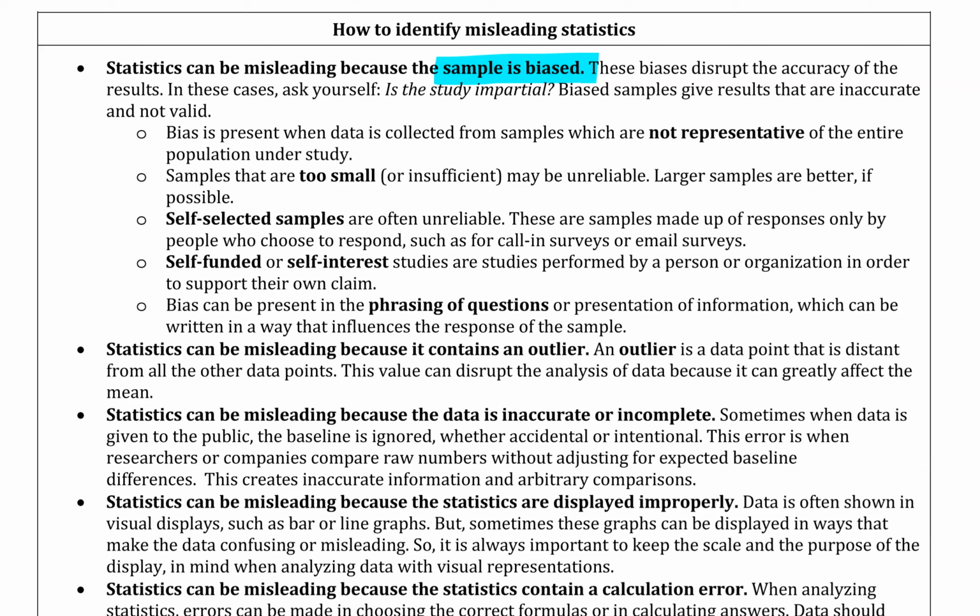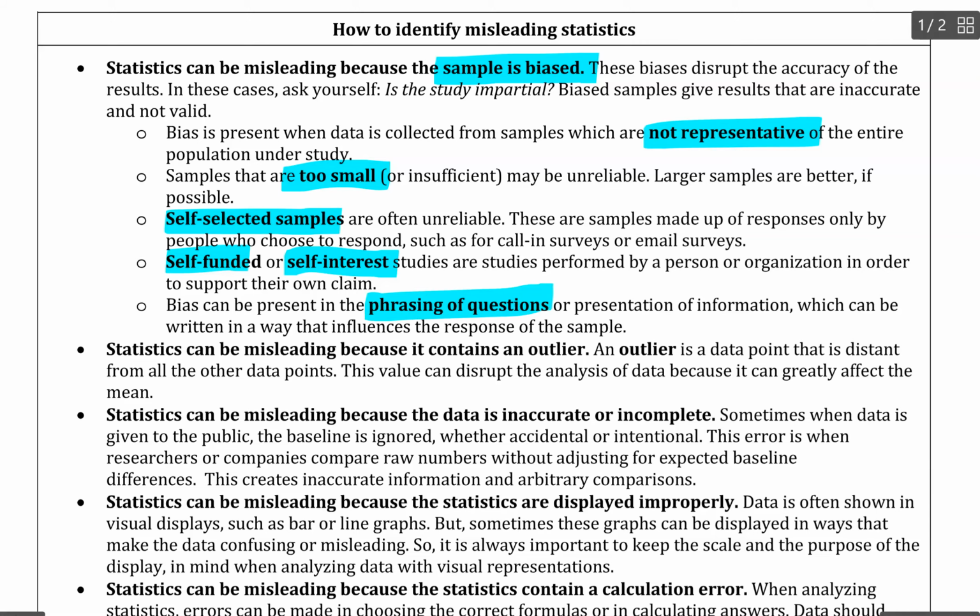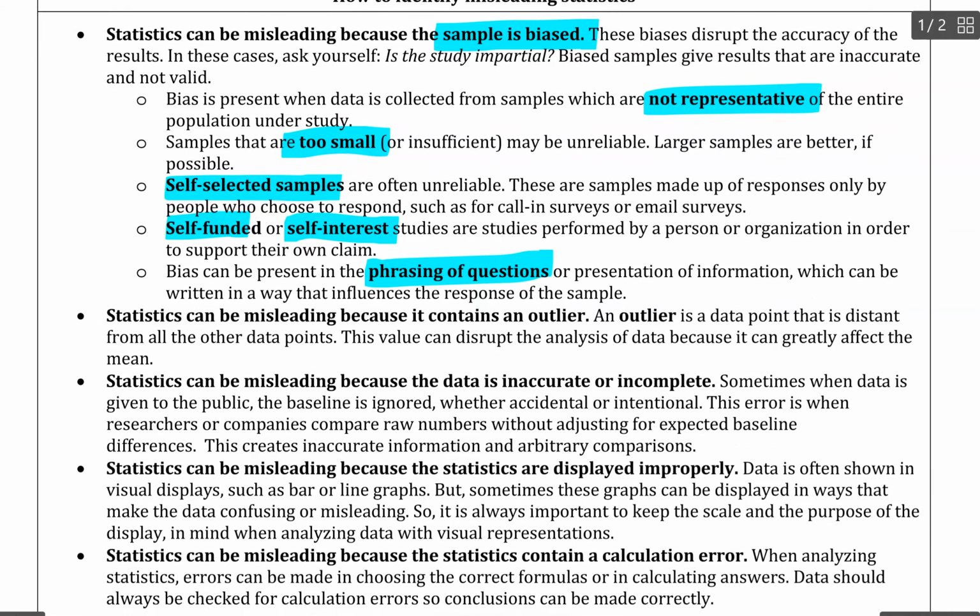Bias can come in a few different forms in a sample. The sample could not be representative of what you're trying to make a claim to the population. The sample could be too small. The sample could be self-selected, so people opt in to the sample. The sample could be self-funded or be a self-interest study. These are done by some organizations in order to support a claim that they want to prove. Bias can also be present in the phrasing of questions. So here are some ways that our samples can be biased.